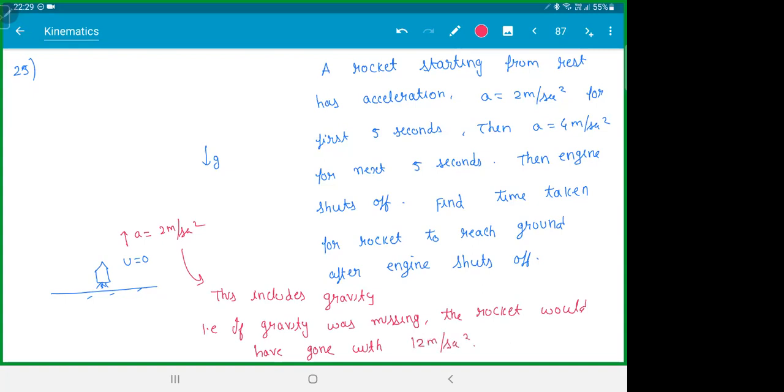Are you getting this? So anytime someone says the rocket's acceleration is 2 meter per second square, it is including gravity, net is 2 upward. Is this clear, everyone? The rocket engines are so powerful, they would have generated 12, but gravity cancelled 10, so it is going up with 2.